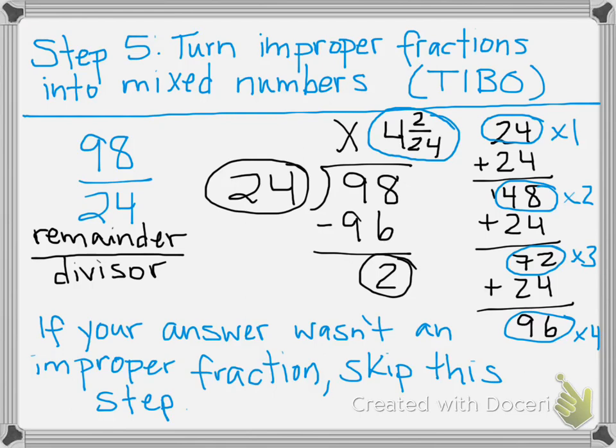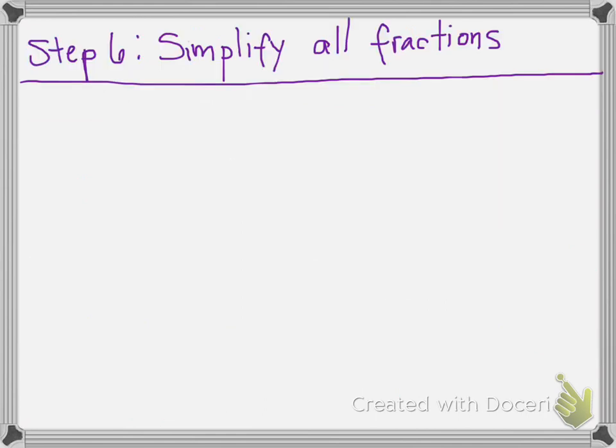If your answer was not an improper fraction, so we had 98 over 24, which was improper, but if your answer was not an improper fraction, you can skip this step. Last, we have step 6 to simplify all fractions. So we had 4 and 2 over 24. We're going to focus on the fraction and leave the whole number alone. The fraction was 2 over 24. We're going to simplify that.